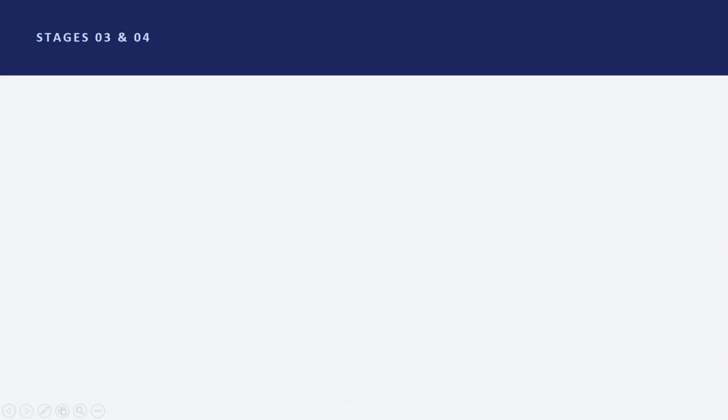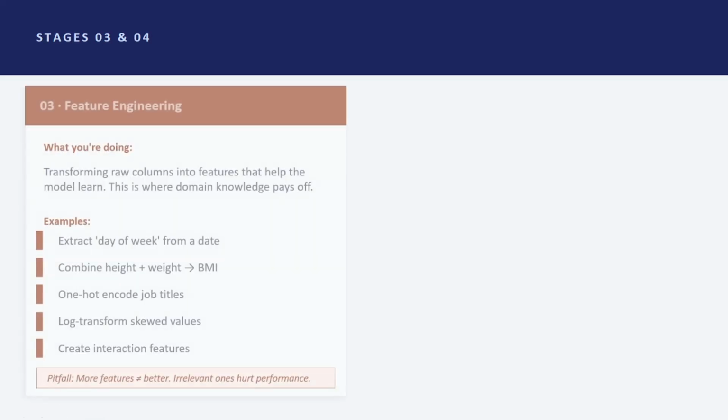Let's look at stage 3 and stage 4. Stage 3 is feature engineering. You have clean data, now you make it smarter. A feature is an input variable your model will use to make predictions. Raw columns are rarely the best features. Feature engineering is the art of transforming and combining those raw columns into representations that help the model learn more effectively. Some examples: you have a timestamp column. You extract the day of week, hour of day, and whether it's a weekend.